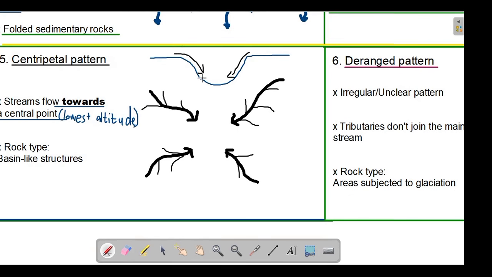Okay, so structures like meteorites, for an example, develop the centripetal pattern because now water will flow towards the lowest point, which is at the center. So here the center is the lowest point. So this means that these streams are actually flowing from higher altitudes, moving towards the lower altitude that is at the center or at the central point, right?